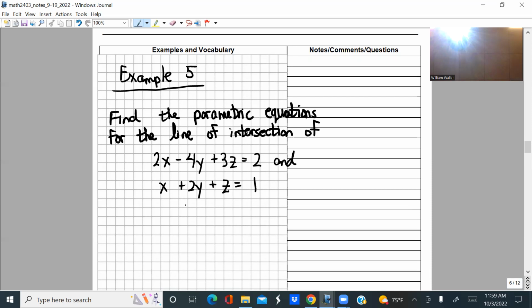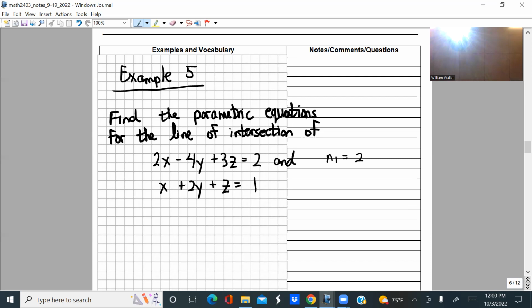So remember what the process is. I need to know what about the two planes? Their normal vectors. Okay, so I need to know the normal vectors, but that's almost trivial. Once you've got the equation for the plane and it's been simplified like this, then you can just read off the normal vector very simply. What's the normal vector for this plane?